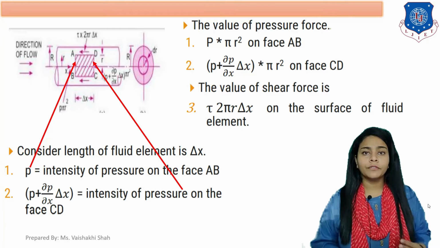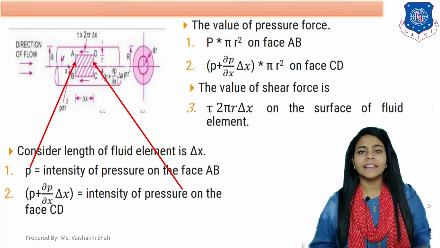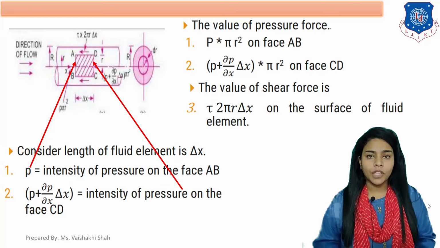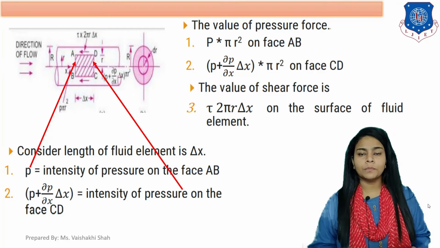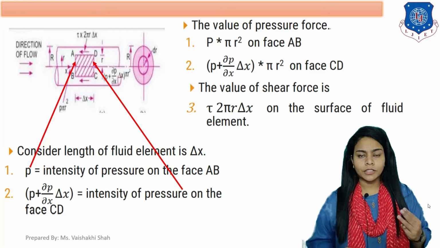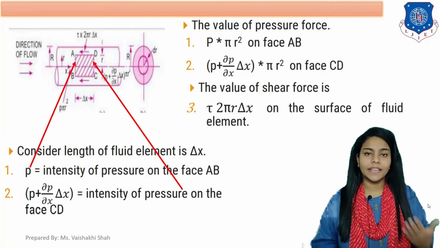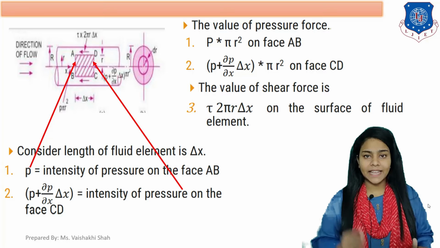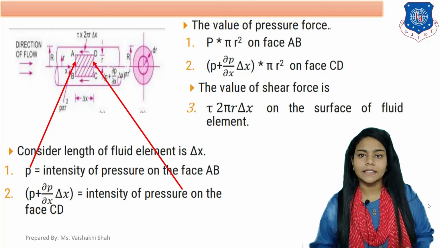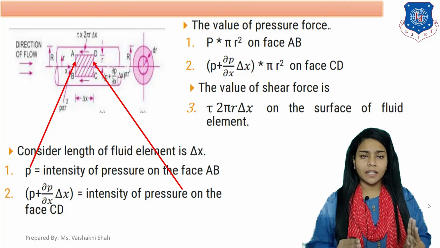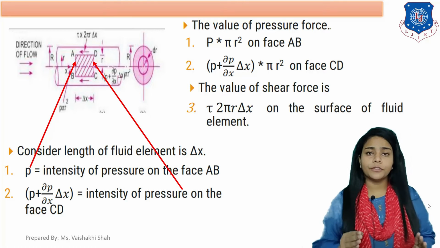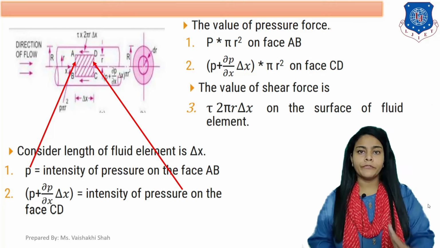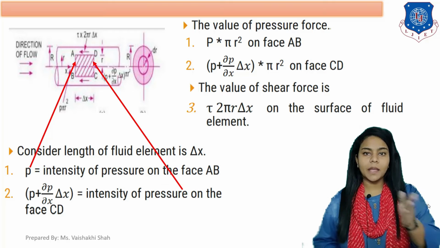Now the third force, which is shear force, is acting on the surface of A, B, C and D. The shear force is tau, acting on area 2 pi r into delta x. So the third force acting on this element, as you can see in this figure, is tau into 2 pi r delta x on the surface of the fluid element. Clear? So three forces are acting on the element A, B, C and D.